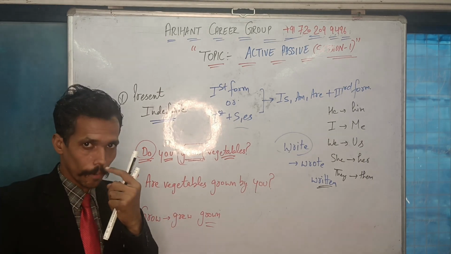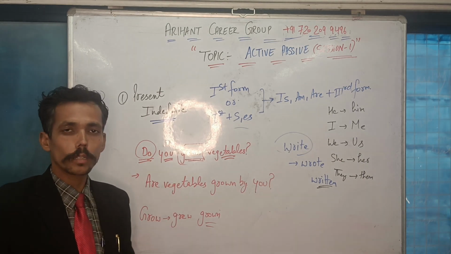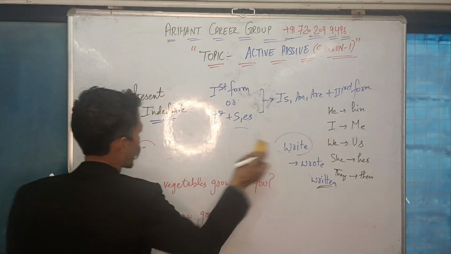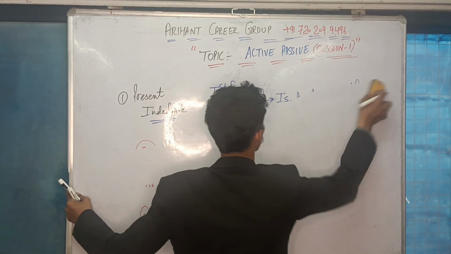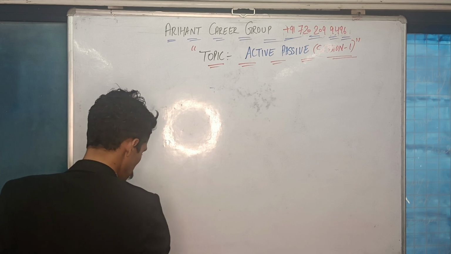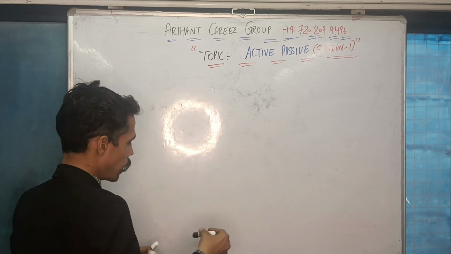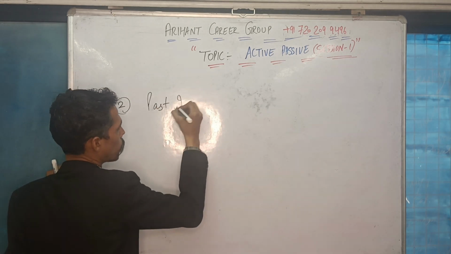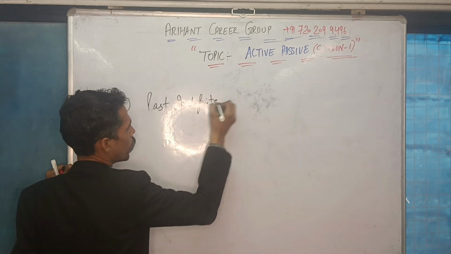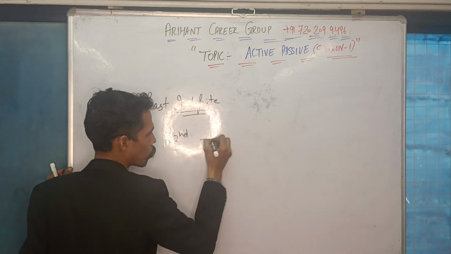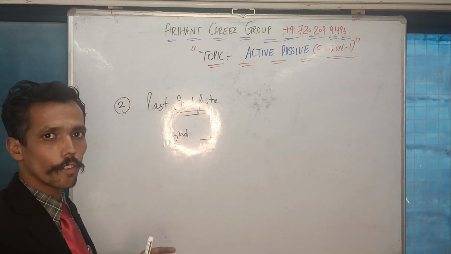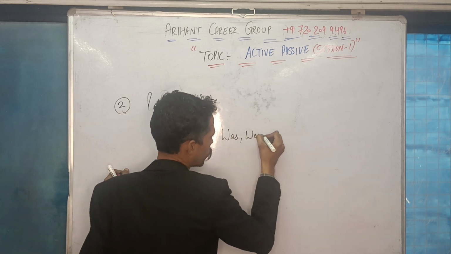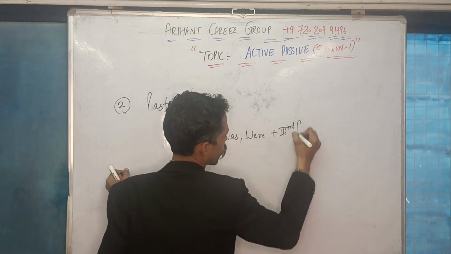I've discussed with you present indefinite having three sentences: positive sentence, which was affirmative sentence, negative sentence, and interrogative sentence. Now let us discuss the second rule. The second rule here is of past indefinite. In past indefinite, what will you be given? You will be given a second form in the question and you are supposed to convert the second form into was or were plus third form. What I said? Was or were plus third form.